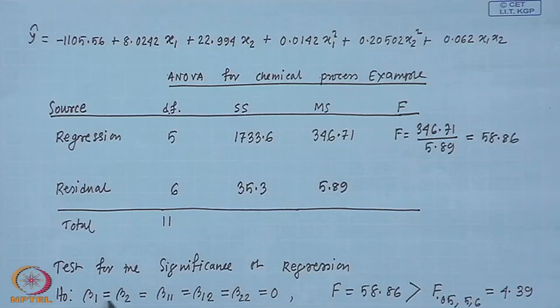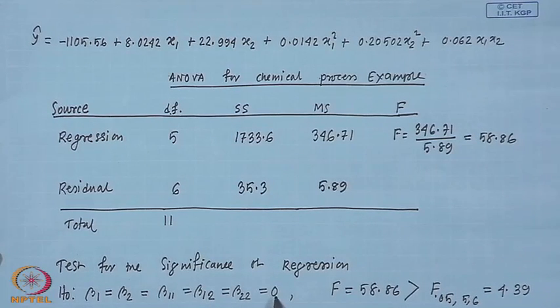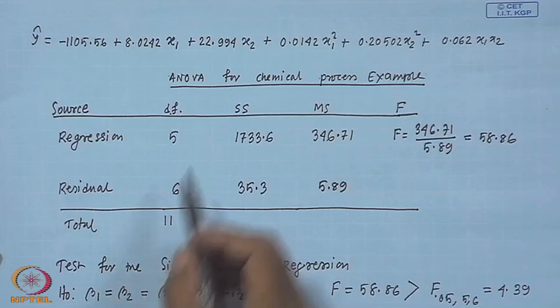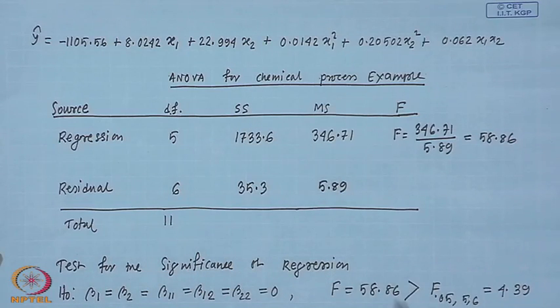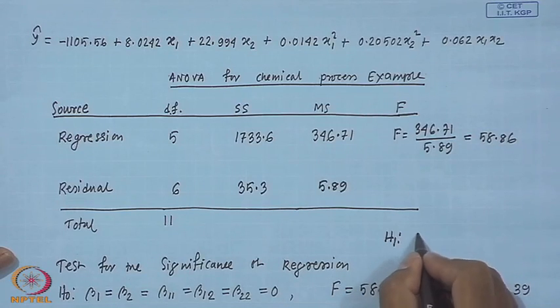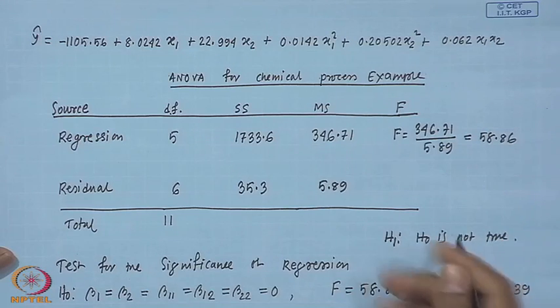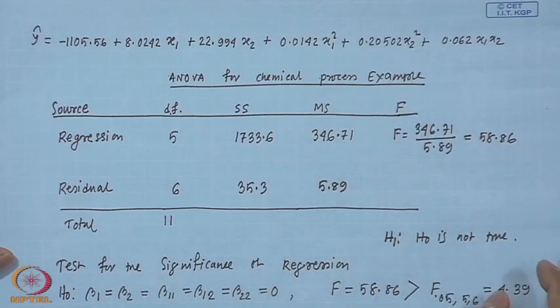So, test for the significance of regression, whatever you have fitted, which is the same as testing the hypothesis that beta 1 equal to beta 2 equal to beta 11 equal to beta 22 equal to beta 12 is equal to 0. So, all of them 0 means the null hypothesis H naught says that the regression fit is not significant, and the alternative hypothesis H 1 says no, H naught is not true. That means, the fit is significant.